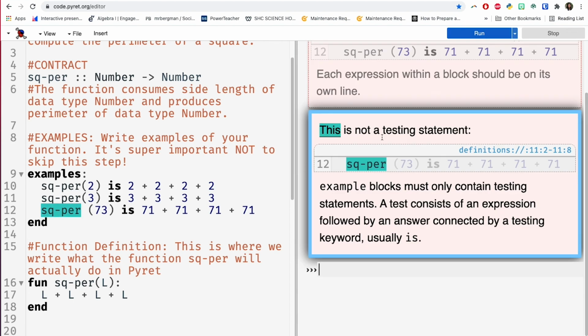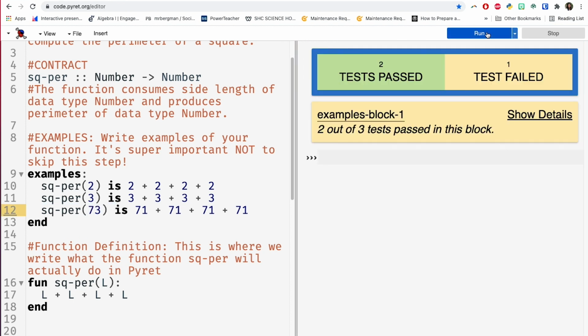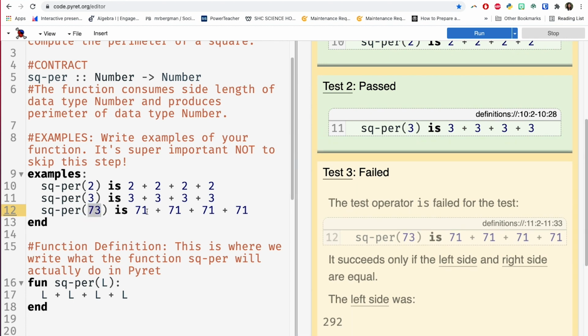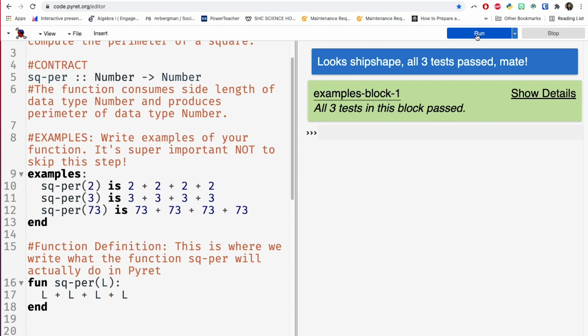All right, so now this feedback is telling us that SQ per 73 needs no space. And we have 2 tests passed, but 1 test failed. So let's go ahead and take a look at what those details are. So we have test 3 failed. That's because I said 73 is 71 plus 71 plus 71 plus 71. So now I have to make sure that my right side and my left side match. All right, so now let's go ahead and run it, and hopefully it passes. And looks shipshape. All 3 tests passed, mate.